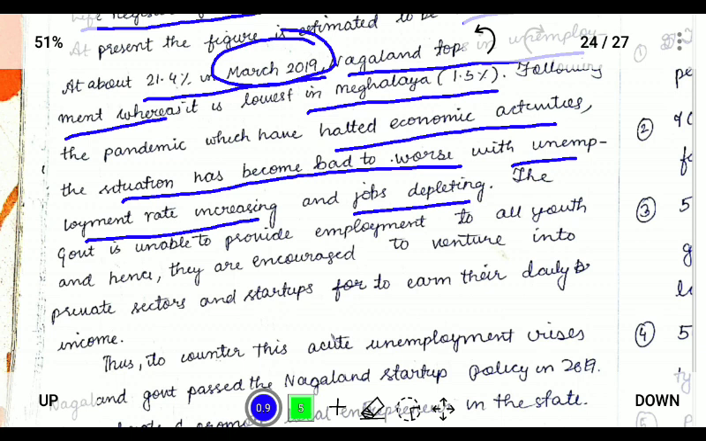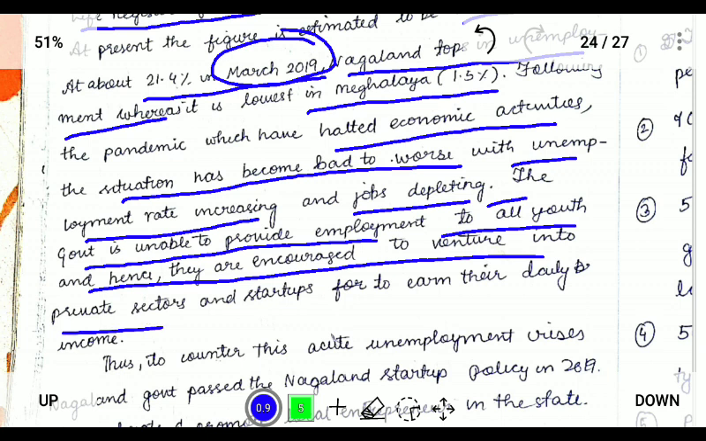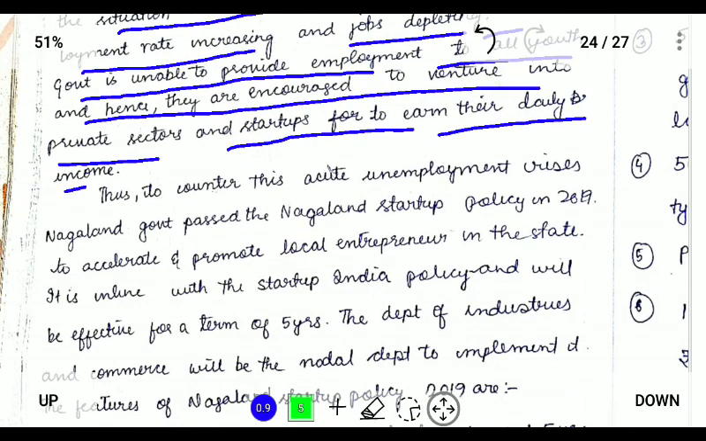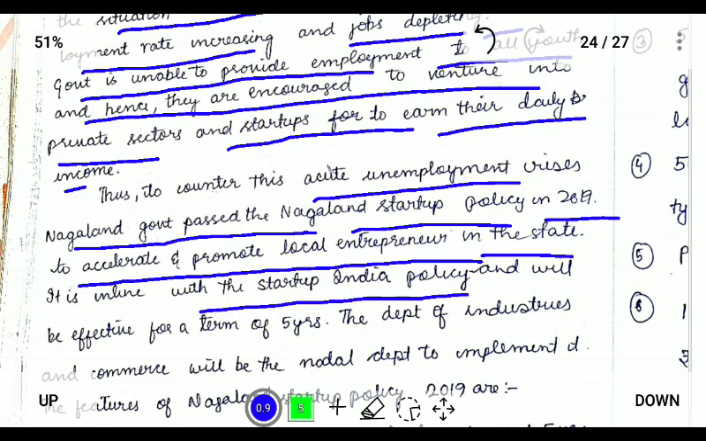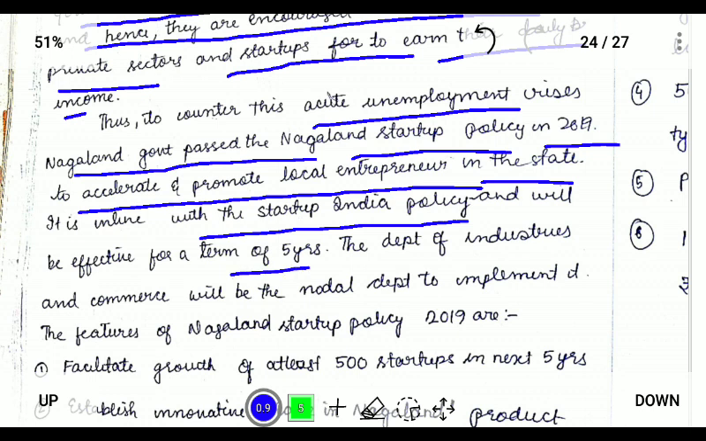And due to this, the government is unable to provide employment to all the youth, and hence they are encouraged to venture into private sectors and startups to earn their daily income. So this is the status of employment in Nagaland. In short, we are reeling under extreme unemployment with 21.4%, and it is still increasing because of the pandemic situation. So to counter this acute unemployment crisis, Nagaland passed the Nagaland Startup Policy in 2019 to accelerate and promote local entrepreneurs in the state. And it is in line with the Startup India policy and will be effective for a term of 5 years. That is, it was passed in 2019 and it will go on to 2024.